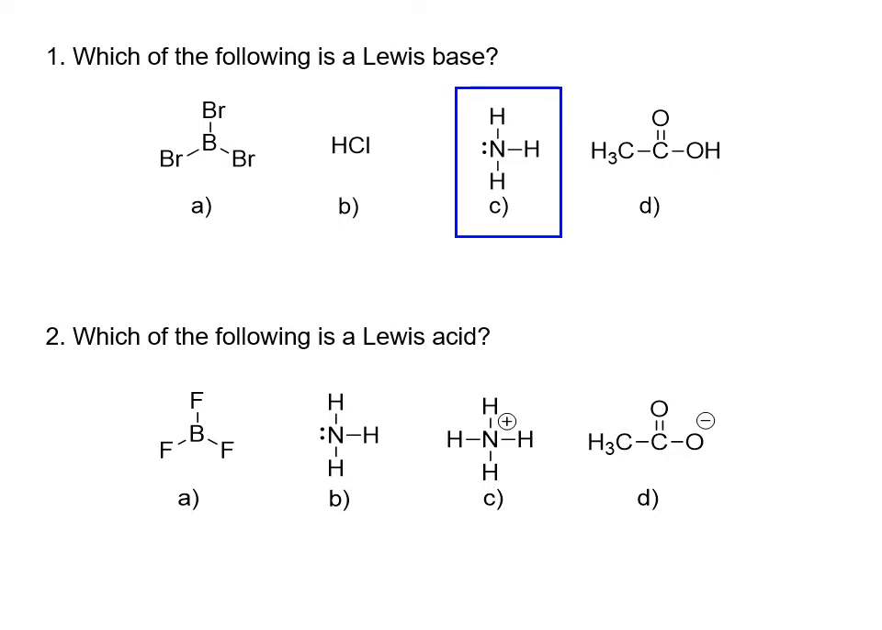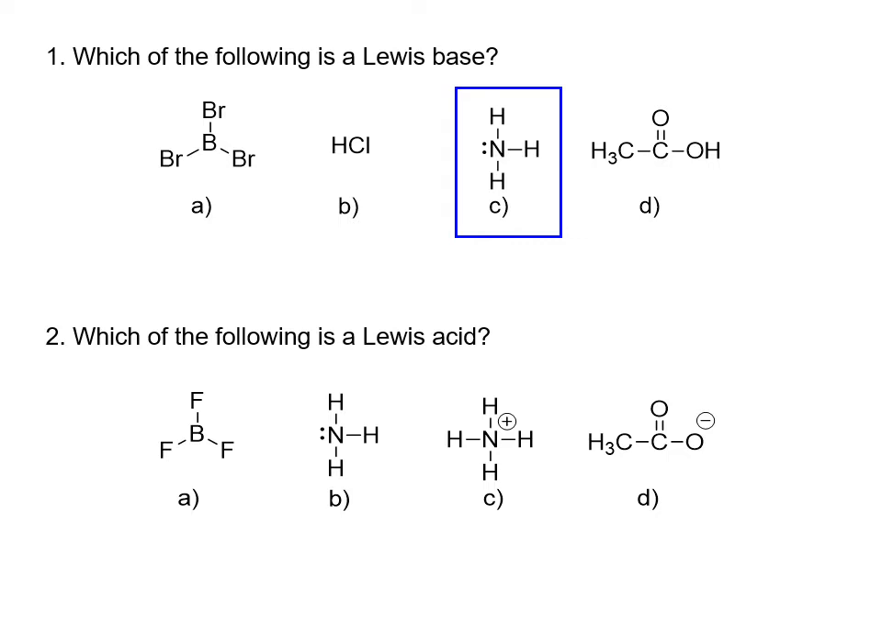Question number 2, which of the following is a Lewis acid? So a Lewis acid is a species with an empty orbital. And among the 4 species here, A, boron trifluoride, has an empty orbital on boron. So that's a Lewis acid. We can check the rest just to make certain that we are correct. So B is ammonia, so that's actually a Lewis base, free electron pair on nitrogen.